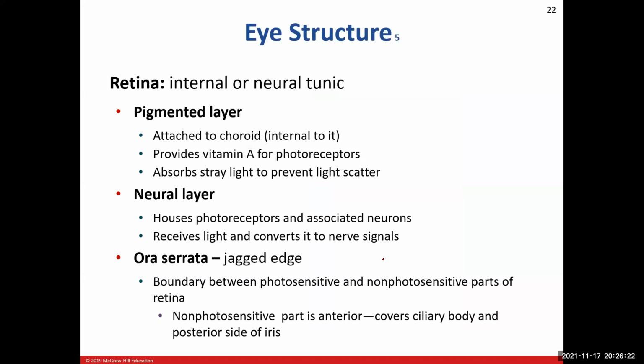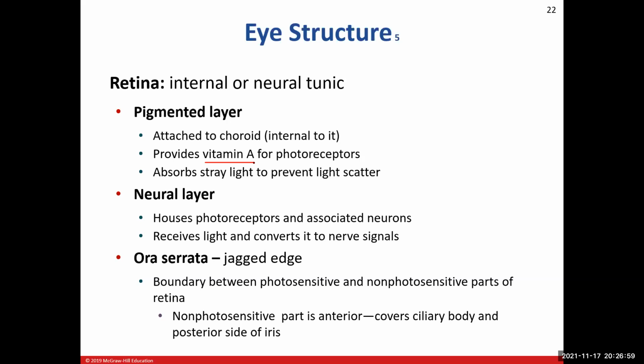All right, our innermost tunic is the retina, also known as the neural or internal tunic. And we have a couple different layers here. We have our pigmented layer, our neural layer. Our pigmented layer is going to be loaded with our vitamin A here. And we'll talk more about the physiology, what we need vitamin A for, but it's important in phototransduction in our photoreceptors. All right, very, very important.